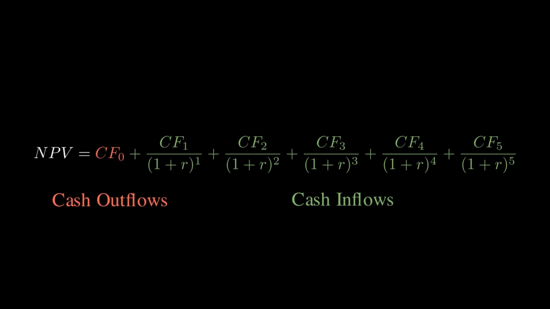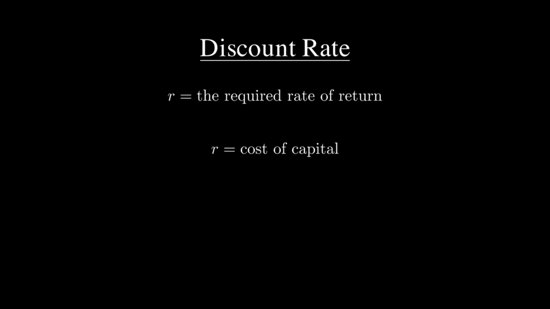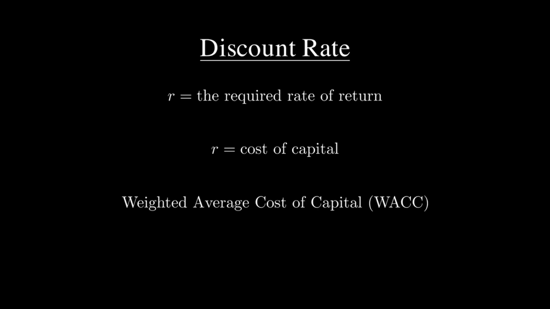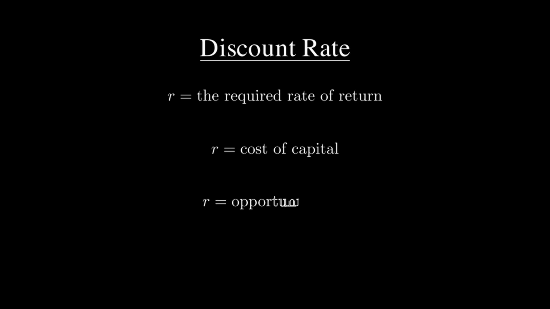Okay, so now how do we determine the discount rate, or R? So R is the required rate of return. We can also think of R as a financing cost or a cost of capital. For instance, the weighted average cost of capital, or WACC, is often used to discount cash flows in capital budgeting.